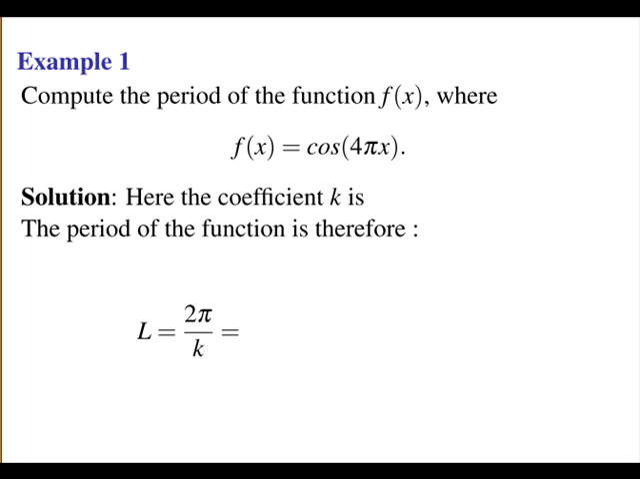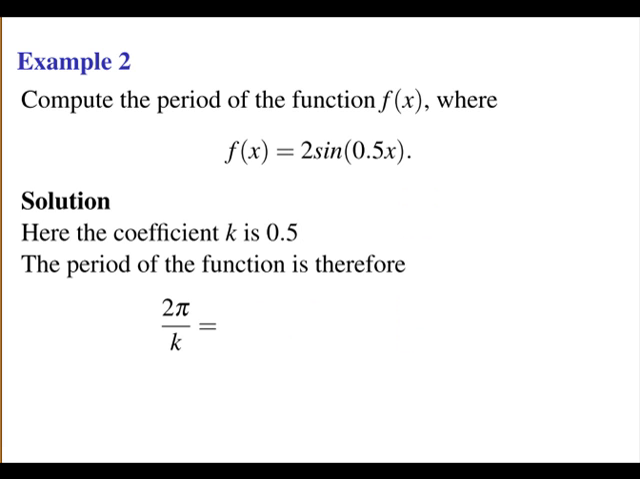So here's our first example, example 1. Compute the period of the function f of x, where f of x equals cos of 4 pi x. So here the coefficient k is 4 pi. So the period of the function is therefore 2 pi over k, that's 2 pi divided by 4 pi, and we just simplify that and we get a half. So the period is a half.